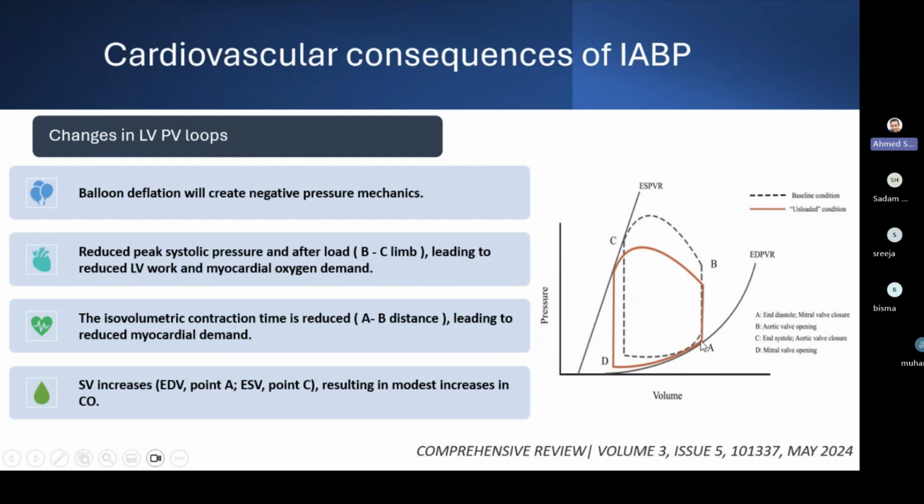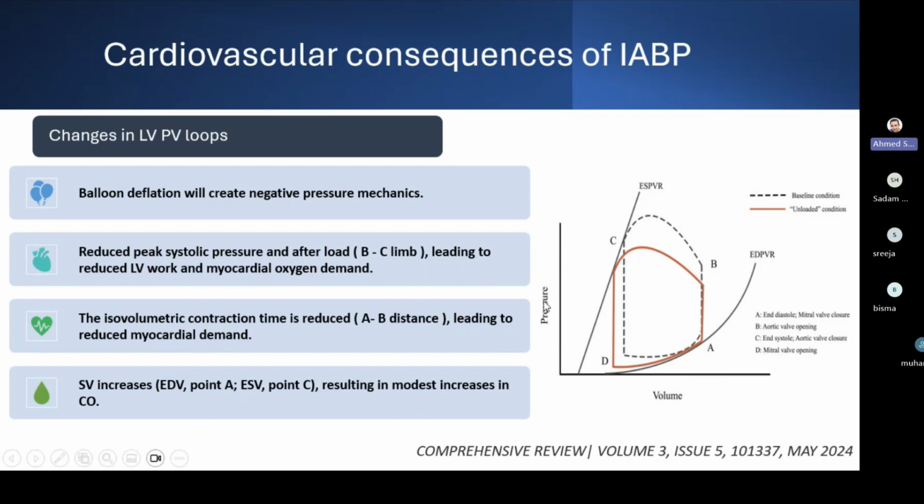And the point from A to B is equal to the isovolumetric contraction phase. And the point here is equal to the end diastolic volume, and the point here is equal to the end systolic volume. And the difference between the end diastolic volume and end systolic volume is equal to the stroke volume. And as you see, after the run of the intra-aortic balloon, the first thing you notice is that the isovolumetric contraction phase is becoming shorter.